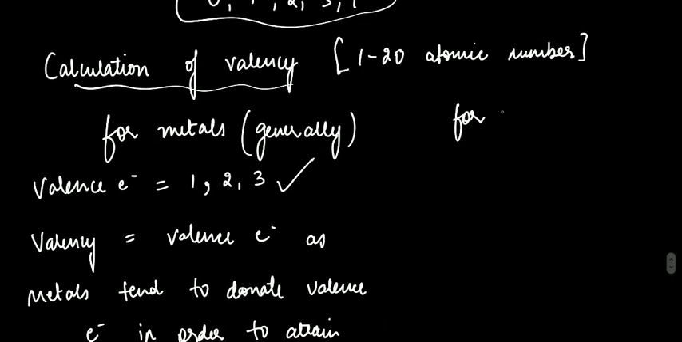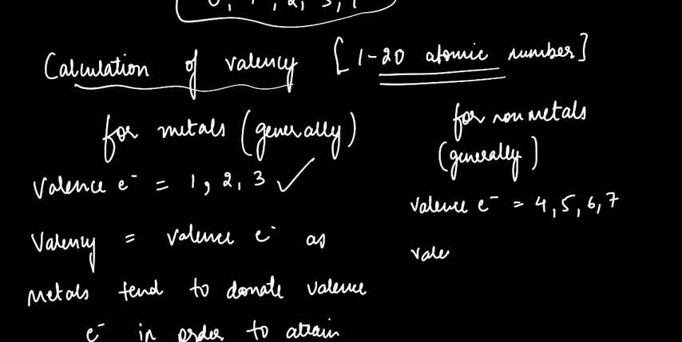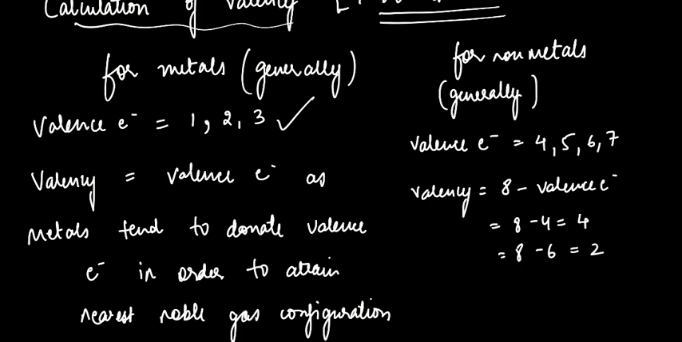Then we go for non-metals. Again, I'm going to use the term generally. The valence electrons for non-metals in atomic numbers 1 to 20 are going to be 4, 5, 6, or 7. How do we calculate valency for this? That will be 8 minus valence electrons. So 8 minus 4 is 4 valency. 8 minus 6 valence electrons is 2 valency. 8 minus 7 valence electrons is 1 valency. I missed 5, so I'm going to erase it.